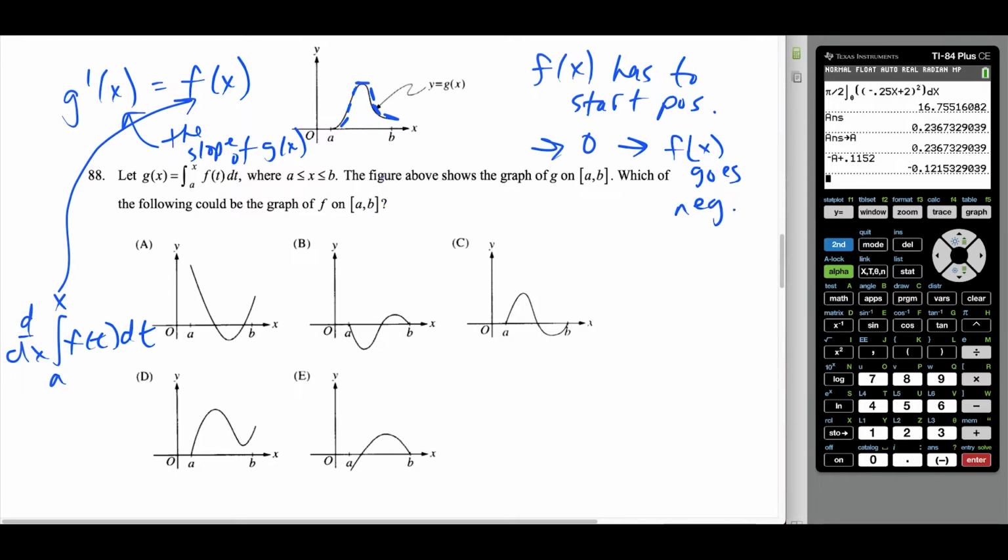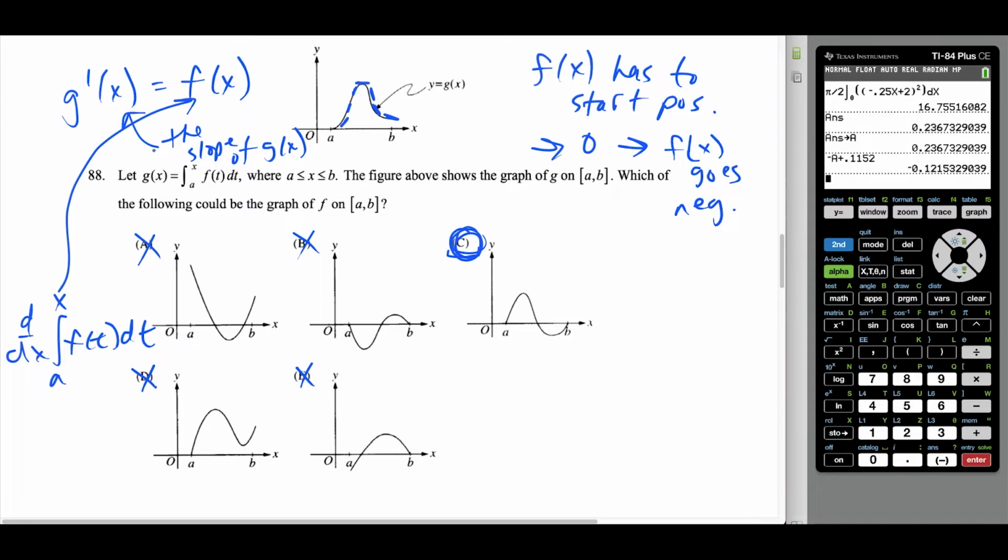If you look at all these answer choices, what is the only one that starts off positive, goes to 0, then goes negative? This one starts positive, goes to 0, then goes negative, but then it goes positive again between a and b, so that one's out. This one starts negative, and f of x has to start positive, so this one's out. This one starts positive, then eventually goes to 0 and goes negative, so this is looking like a contender. But this one is always positive, so it's out. And this one starts negative, goes to 0, and then ends positive. So this one is going to have to be choice C.